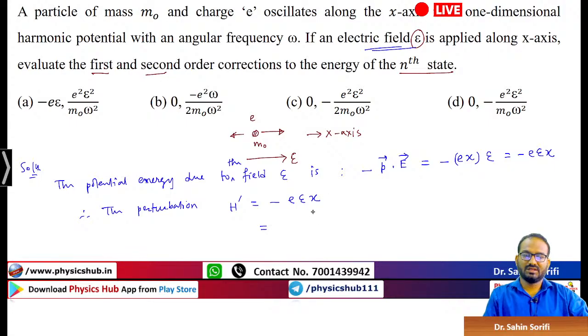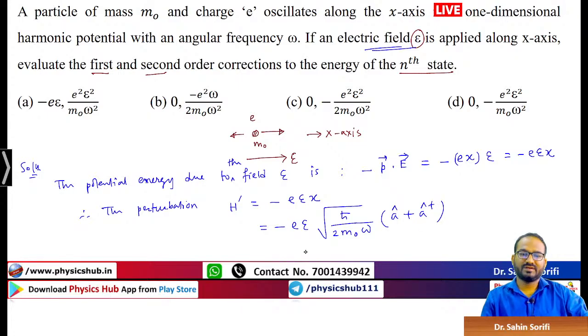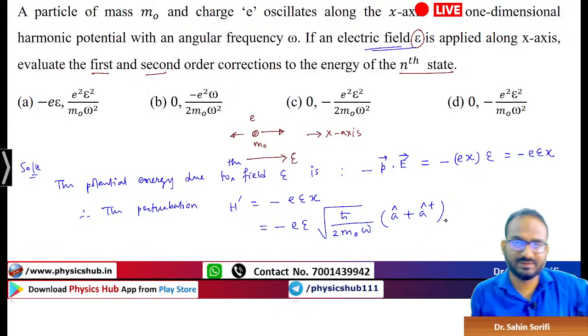Now this x has something important. You know what x is? We have done it in the case of the harmonic oscillator, the 1D harmonic oscillator chapter. Minus eE times x, and x we can write in terms of the raising and lowering operators: square root of h cut by twice m naught omega, times a plus a dagger. So we have written the position operator in this way.